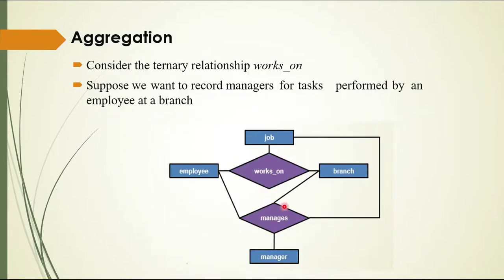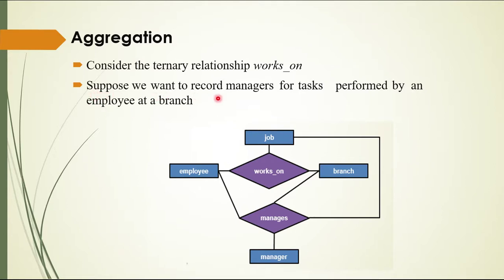Now next is aggregation. For aggregation, consider the ternary relationship works on. In the diagram, one relationship is works on and it is known as a ternary relationship. The ternary relationship I already explained in earlier lectures. If one relationship is connected with three entities, then this relationship is known as a ternary relationship. See here, works on is a relationship. It is combined with employee, job and branch. So it is known as a ternary relationship.